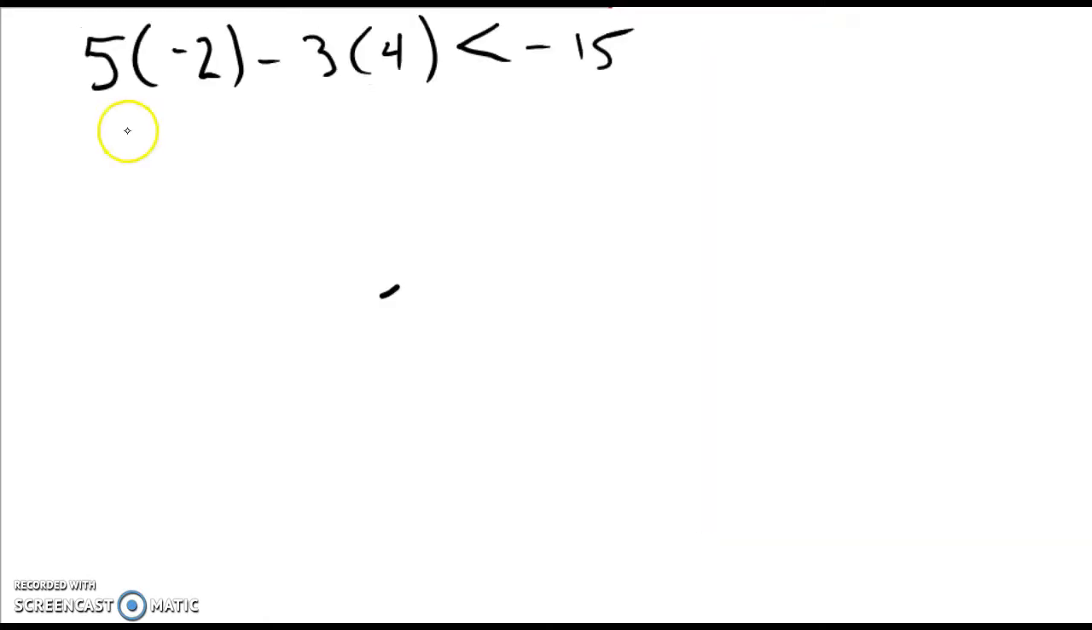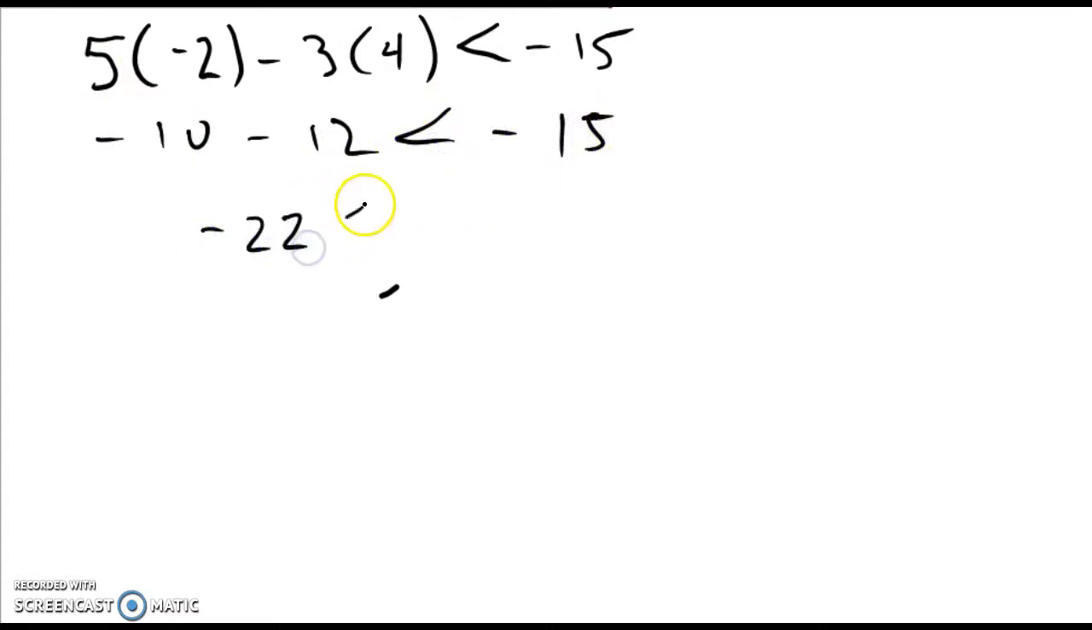So 5 times -2 is -10. Minus 12 is less than -15. -10 minus 12 is -22. Is -22 less than -15? Yeah, of course it is. So we checked, we graphed it, we shaded it correctly.